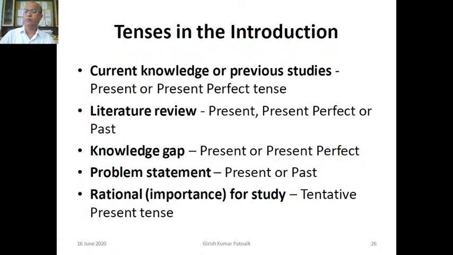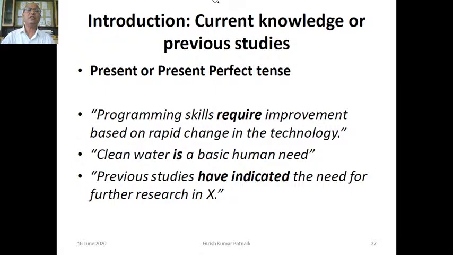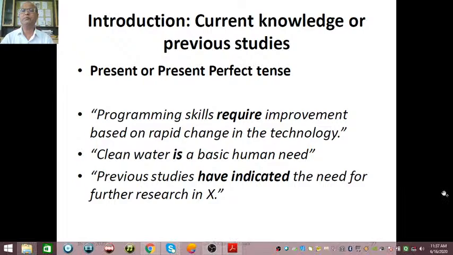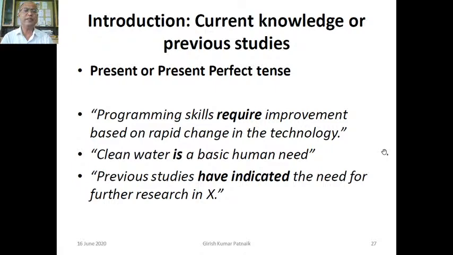So let us see one by one with the example. Now this is for your current knowledge or previous studies, and I said it is present tense or present perfect tense. Now see the example. Programming skill required. This is present tense, and I am writing it in a very general sense, because this is the very first paragraph of my introduction. Clean water is a basic human need. This is my current knowledge. Previous studies have indicated, now see, I am using present perfect tense.